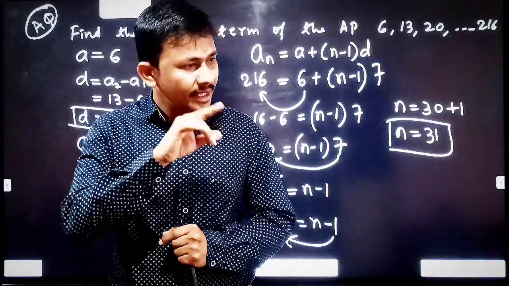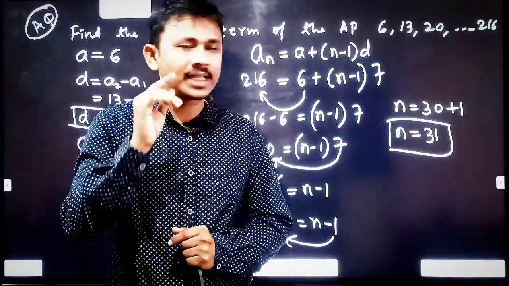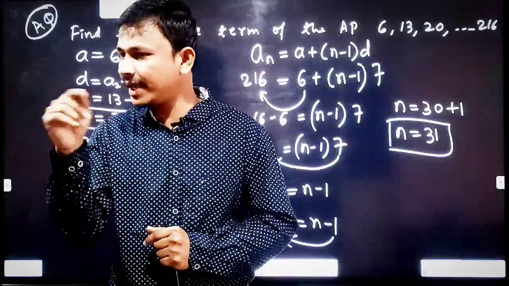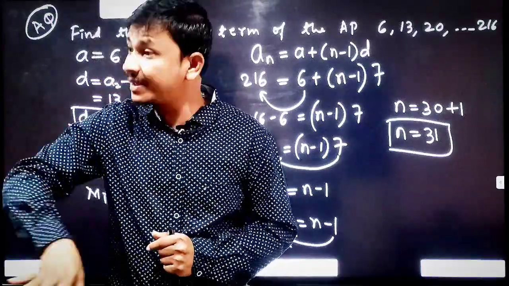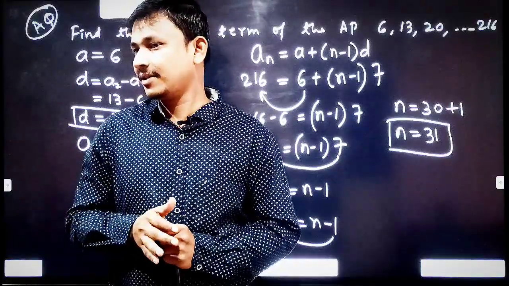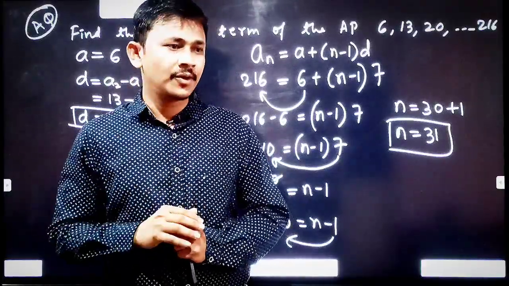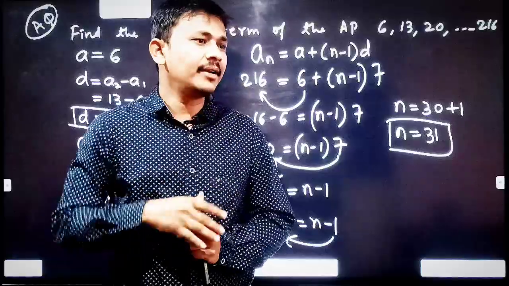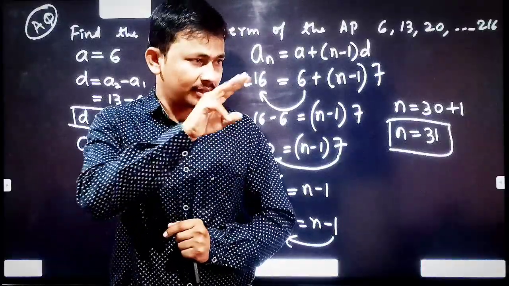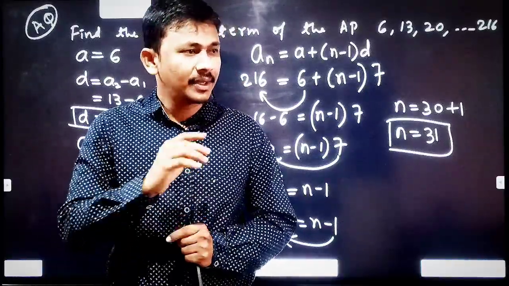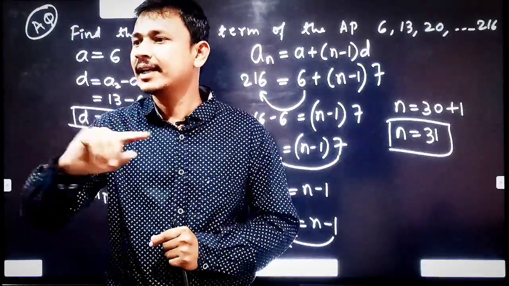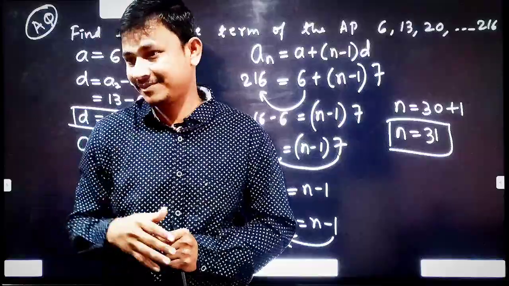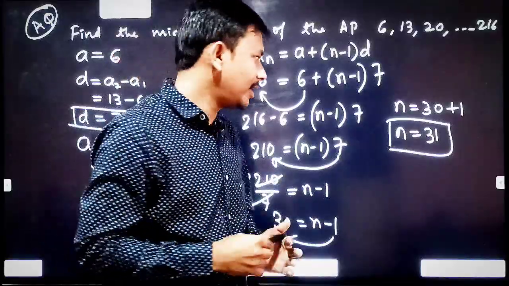n plus 1 divided by 2. 31 plus 1, 32 divided by 2, 16. 16th term is the middle term. If there are 5 friends, which is the middle friend? Third friend. Third one is the middle friend. That means 5 plus 1 divided by 2, 5 plus 1, 6 divided by 2, 3. Third term. Understood? Same here.